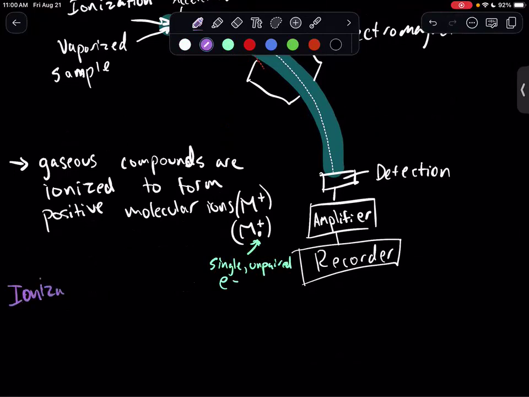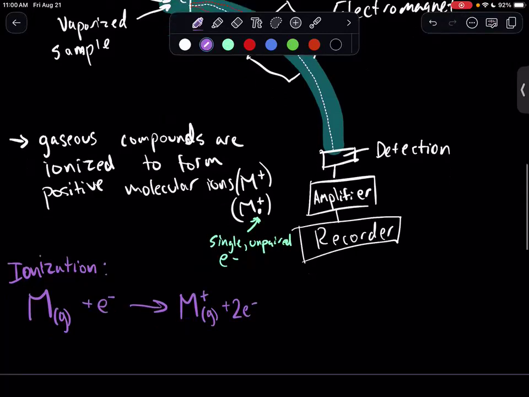When we represent ionization as a formula, it can be represented as such. A gaseous molecule gets bombarded with an electron, which then strips away another electron, creating a cation of that gas and 2 electrons. So we end up with this molecular ion. This is what we refer to as a molecular ion.